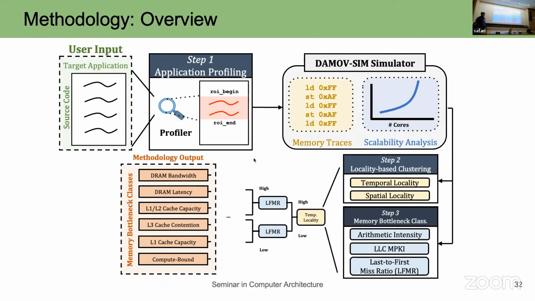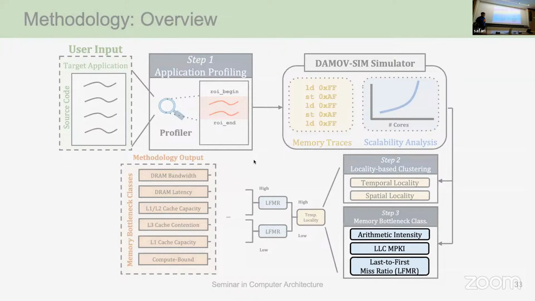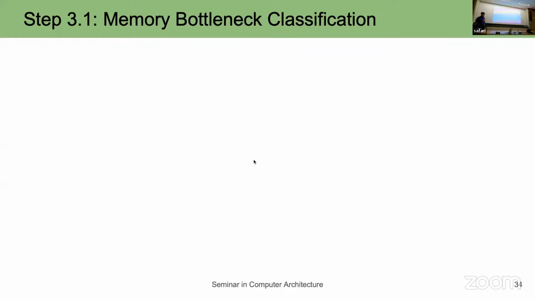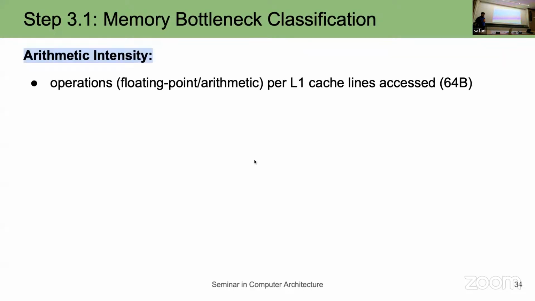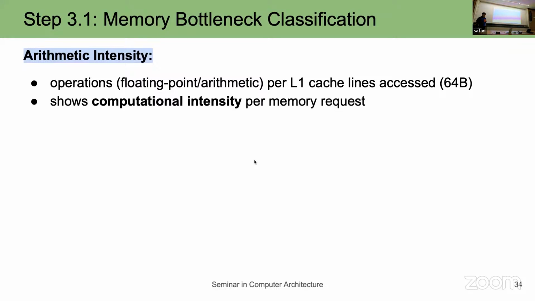Next up, we'll do step 3. So we'll look at 3 key metrics defined by the authors, which we'll then use in the scalability analysis. The first one we've seen already in the roofline model. It's the arithmetic intensity. It's defined as the operations per L1 cache lines accessed. And it shows us the computational intensity per memory request.